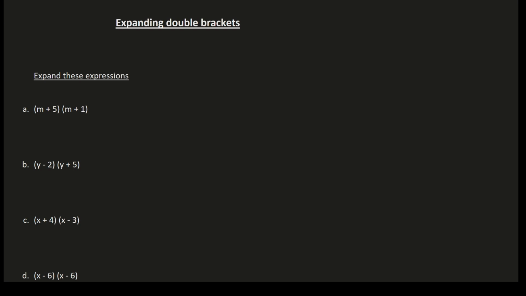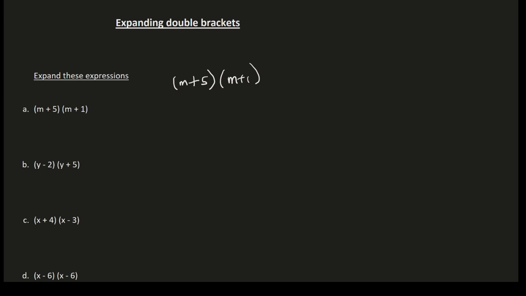So in my first bracket, I have m plus 5, and in my second bracket, I have m plus 1. So I'll write this out again. I have m plus 5 and m plus 1. So I'm going to use two ways to solve this. I know there are other ways you can use to solve this, but I'll be using two today.